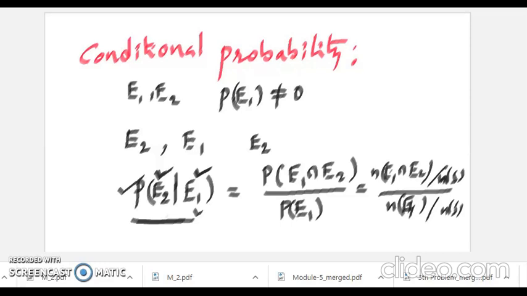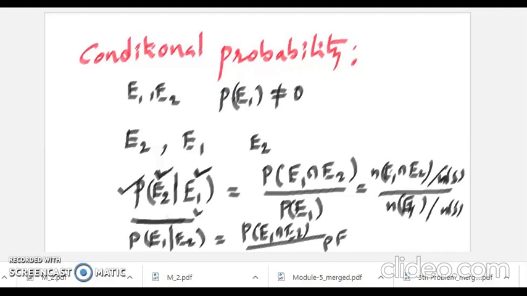Similarly, we write the conditional probability of an event E1 when it is known that E2 has already occurred. It is given by the formula P of E1 intersection E2 by P of E2. Here P of E2 is not equal to 0. If the denominator value is 0, then the conditional probability is not defined.